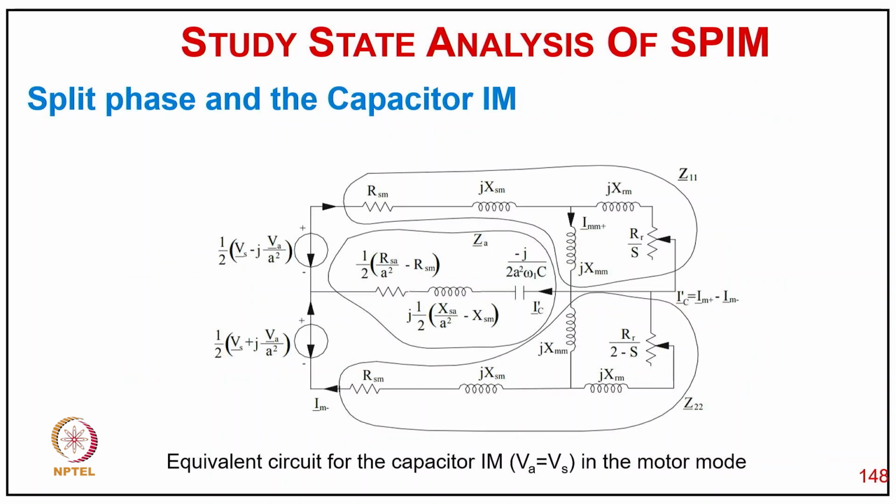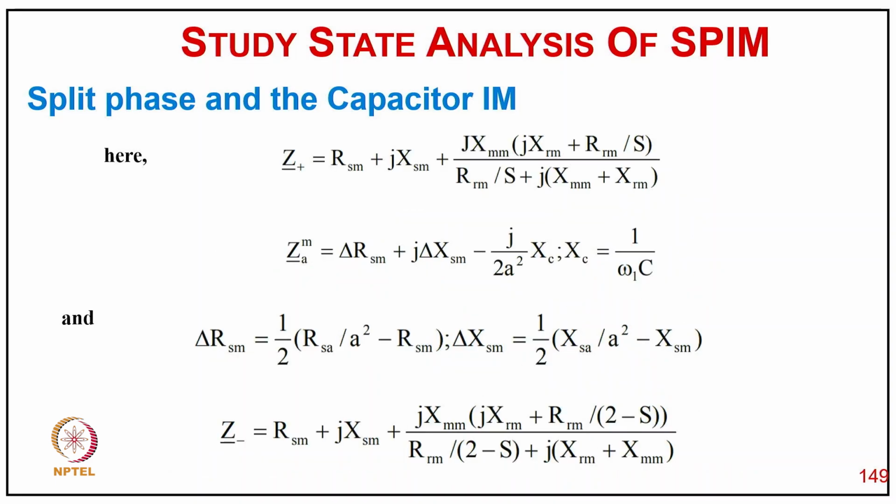And then of course you have the equivalent circuit with the split phase capacitor induction motor. We introduce the capacitor with the auxiliary winding here, again for backward field and forward field, and the two voltages are given here. Then you can go to the calculation of the split phase capacitor: Z plus equal to Rsm plus jXm in bracket (Rrm plus Rrm by S) divided by (Rrm by S and jXm plus Xrm), and Zm equal to, referred to main winding, delta R plus jRm plus jXm minus j upon 2 a squared Xc, and Xc equal to 1 upon omega 1 C, and delta Rsm equal to half Rsa upon a squared minus Rsm.